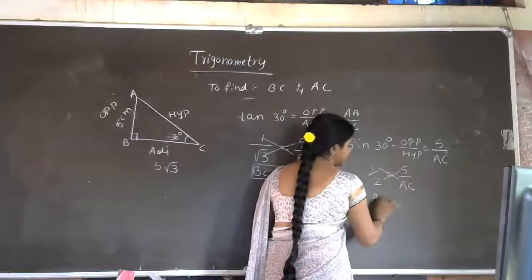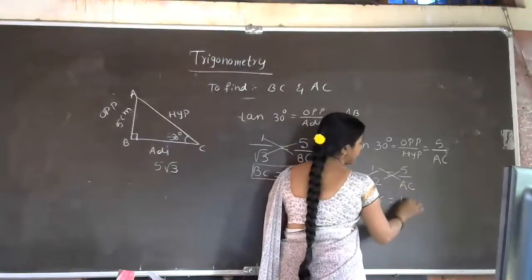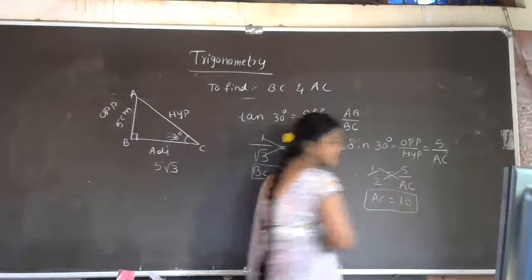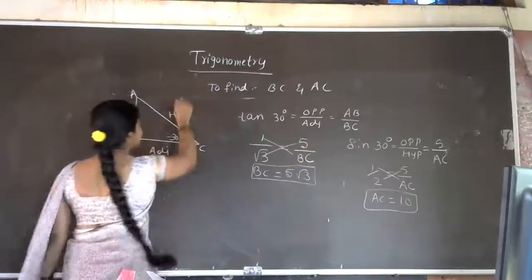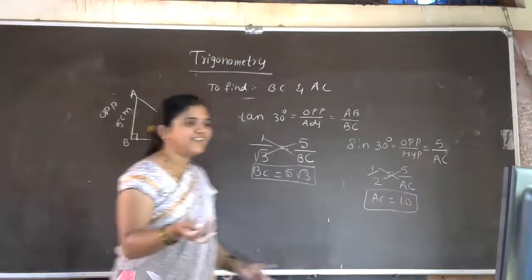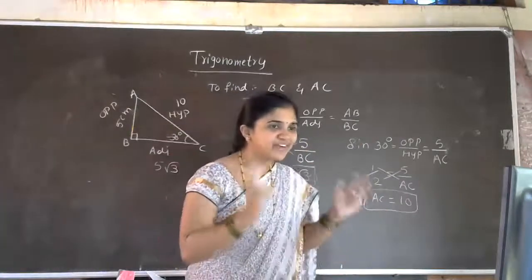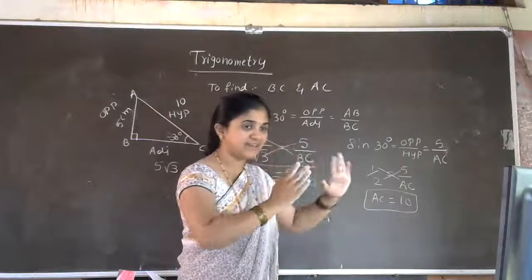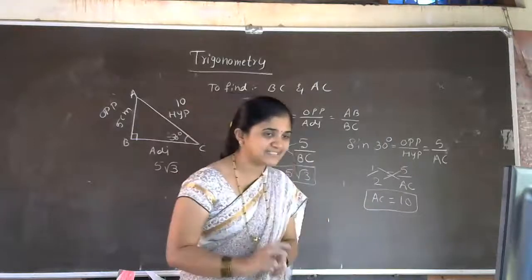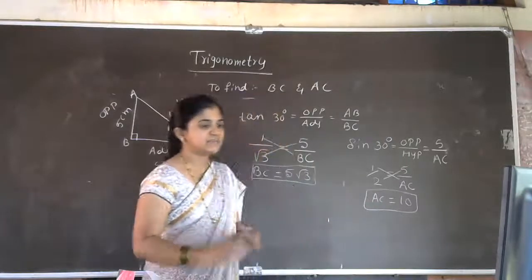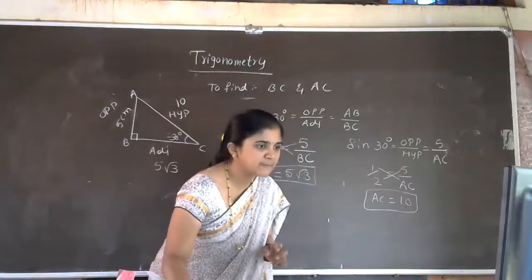Now do the cross multiplication. AC into 1 is AC, which is equal to 5 2s are 10. Is that clear, students? Yes, 10. Very simple. How to find out the unknown? Of the two sides, only one side is given, and one reference angle is given. It is very simple. So, got the idea of the first question now, students?